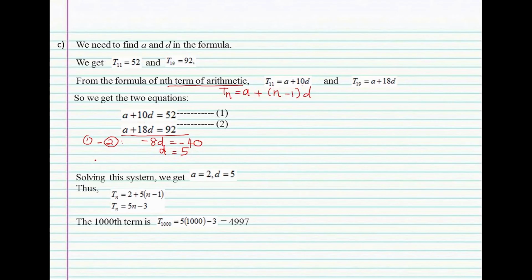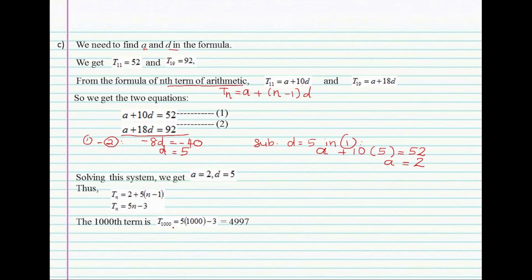So let's say I substitute d in the first equation. Substituting d equals 5 in the first equation, we get A plus 10 times 5 equals 52. And then 10 times 5 is 50. 52 minus 50 is 2. So this is our first term, 2. That settles the first part, finding the values of A and D. We proceed with the second part.